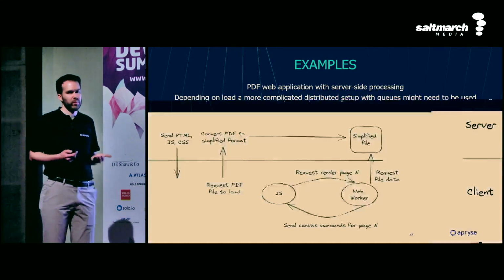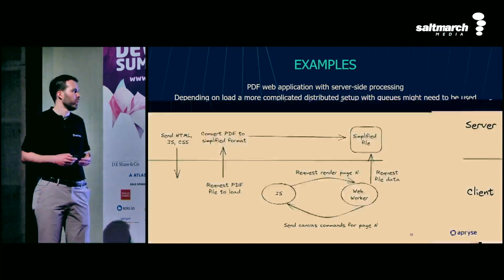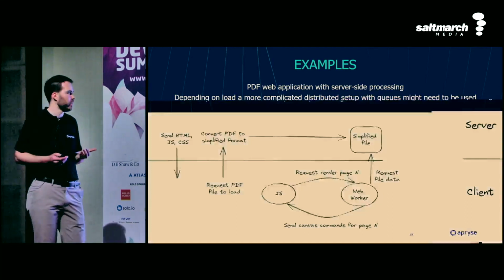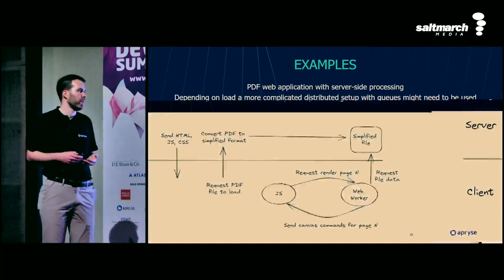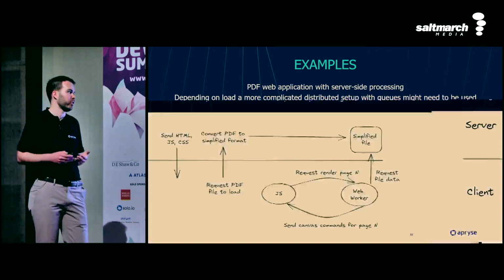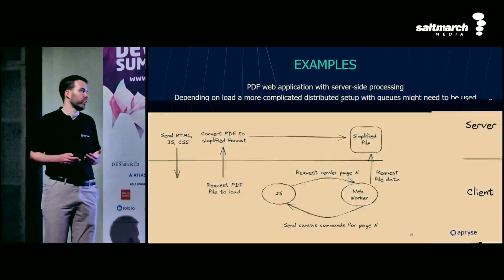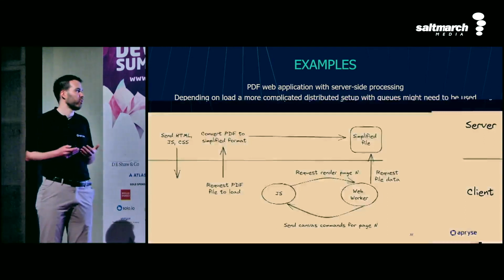So here's a basic diagram of how that application's architecture looked. We'd send the HTML, JavaScript, CSS. The client would request a PDF to load. The server would convert that PDF to a simplified format. After that point, we're not really making the server do anything else. The JavaScript and web worker are talking to each other to render the page. So that's not too bad, but we still have to do that conversion.